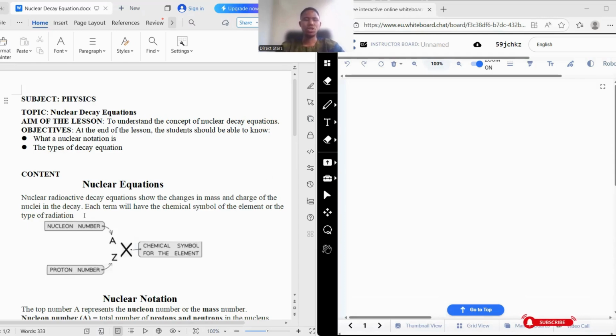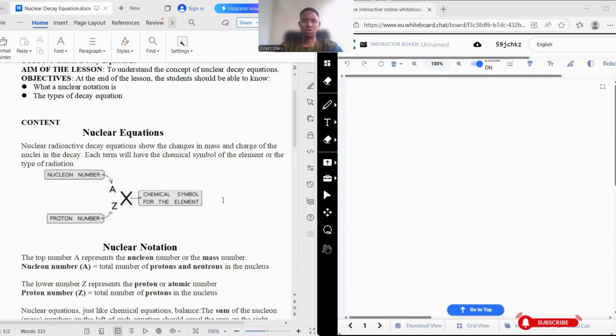Nuclear radioactive decay equations show the changes in mass and charge of the nuclei in the decay itself. Each term will have the chemical symbol of the element or the type of radiation. We have this: A, X, Z. A represents the mass number, which is the sum of the neutron and the proton number in the nucleus of an element.